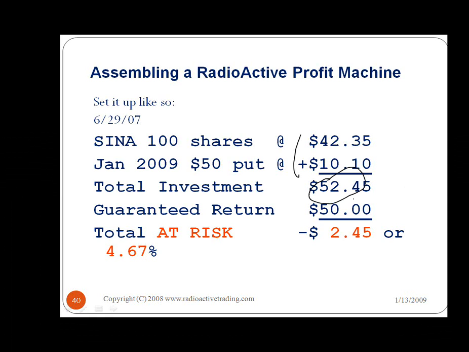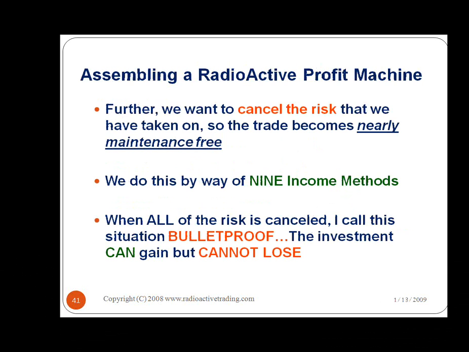By using the income methods as adjustments, we can pull out and lower the cost basis and pull out more and more income and do it risklessly as long as we follow the guidelines in the blueprint. The total at-risk amount here is $2.45, or a total of about 4.67%. Now, after getting into the position, we want to cancel the risk that we've taken on and do this by way of one of the 9 income methods or combinations of those methods. When all the risk is canceled, I call the situation bulletproof. And if you sell a call at too low a strike, it is not bulletproof.